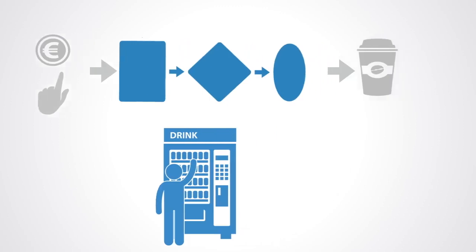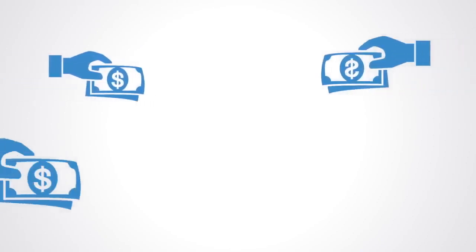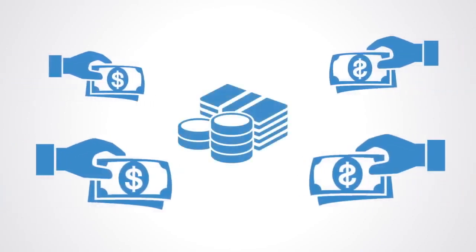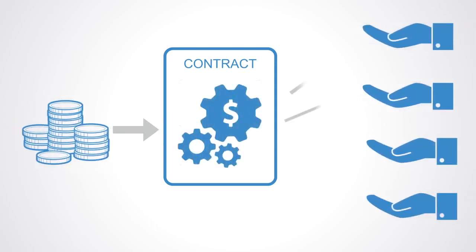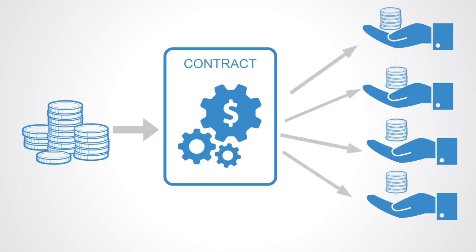As another example, we can think about a situation where four people pool their money to make a joint investment that will return interest to them. A smart contract could be programmed on the blockchain to take any interest that is created, divide it into four, and send each amount to the corresponding wallets of the different stakeholders.